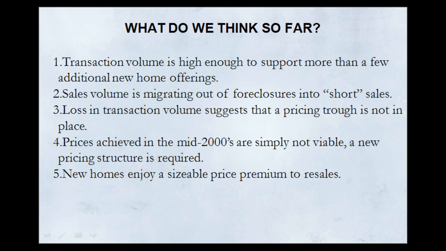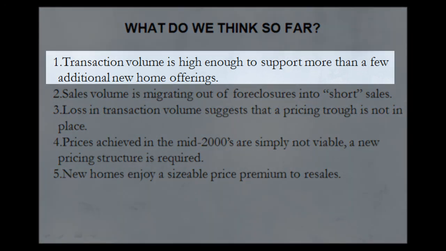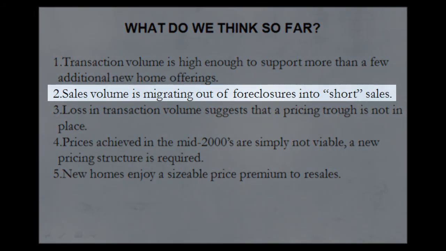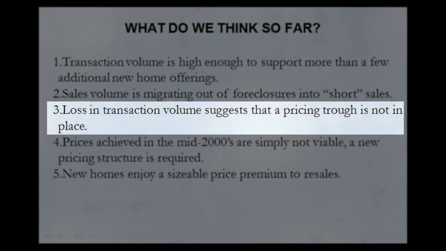So what do we think so far? We've just taken a cursory look at the housing transaction report, and I think we can recognize a few things. One is the volume is high enough that there is activity in this market. If you look at more than 2,000 sales in a 4-month period, that would give us an annual run rate of about 6,000. There ought to be some new home opportunities there. New home market share is very low. Sales volume is migrating out of foreclosures into short sales, and the loss in transaction volume year over year suggests to me that we don't have a completed price trough in this market.